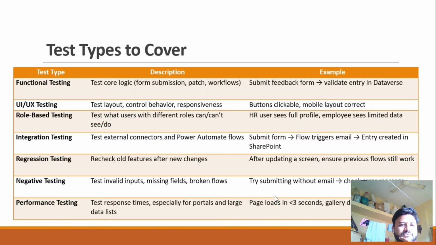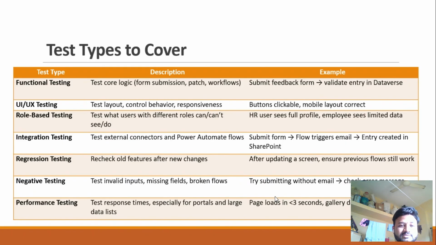In the testing types, what kind of testing types do we need to use to perform Power App testing? First, functional testing. It is the core logic from submission, patches and workflows. For example, we can say submit a Connect form, then validate. In that case, as a tester, we need to validate the entry in the database as well.